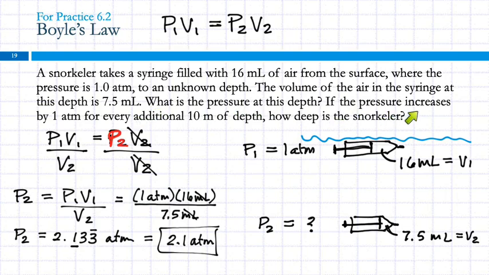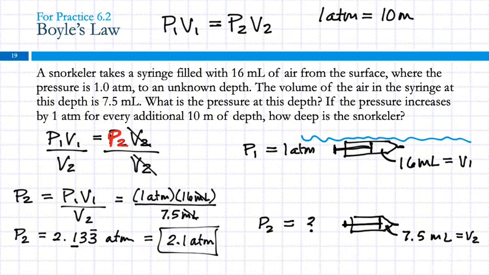That's this question. If the pressure increases by 1 atmosphere for every additional 10 meters of depth, how deep is the snorkeler? This one also requires a little bit of problem solving. So this is a relationship, 1 atmosphere for every additional 10 meters. So 1 atmosphere for each 10 meters. That's the increase. We aren't starting at 0, we're starting at 1 atmosphere. How much did the pressure increase?